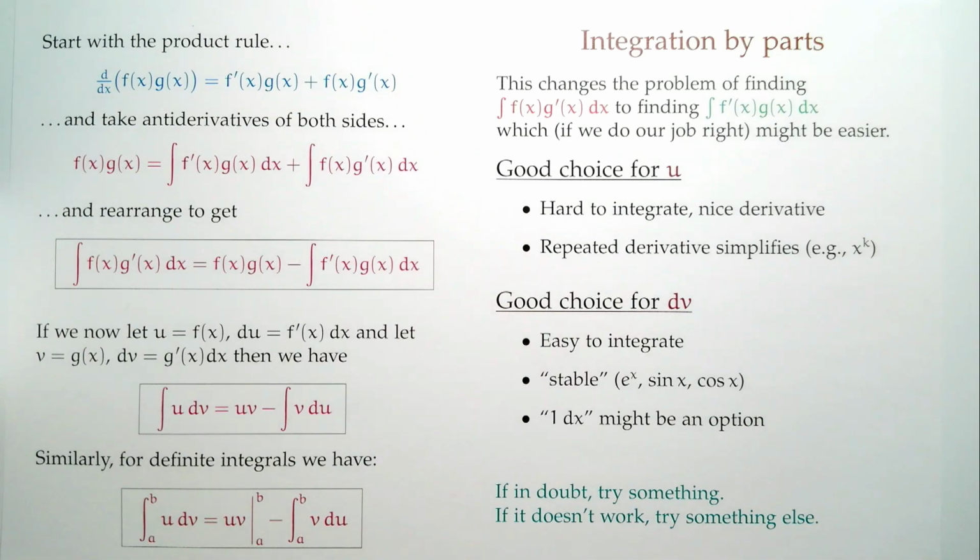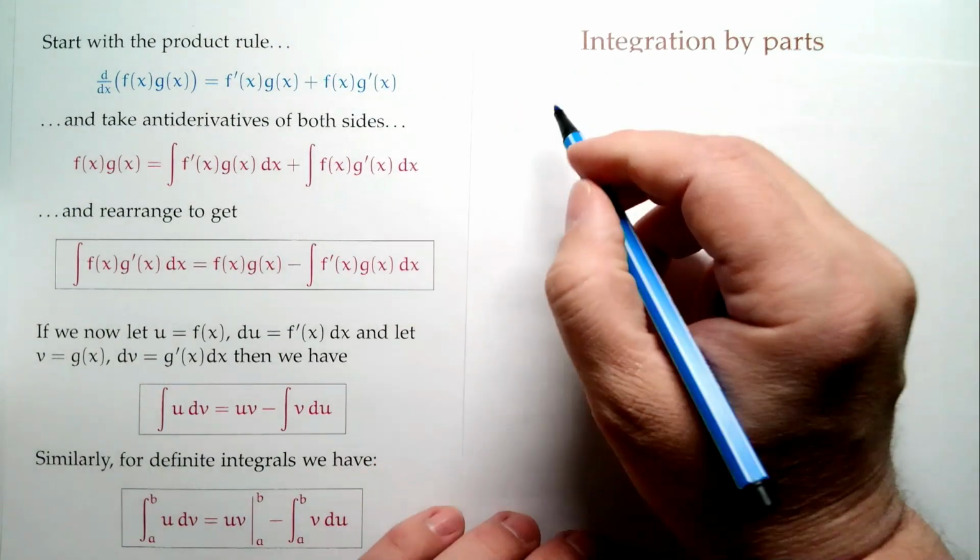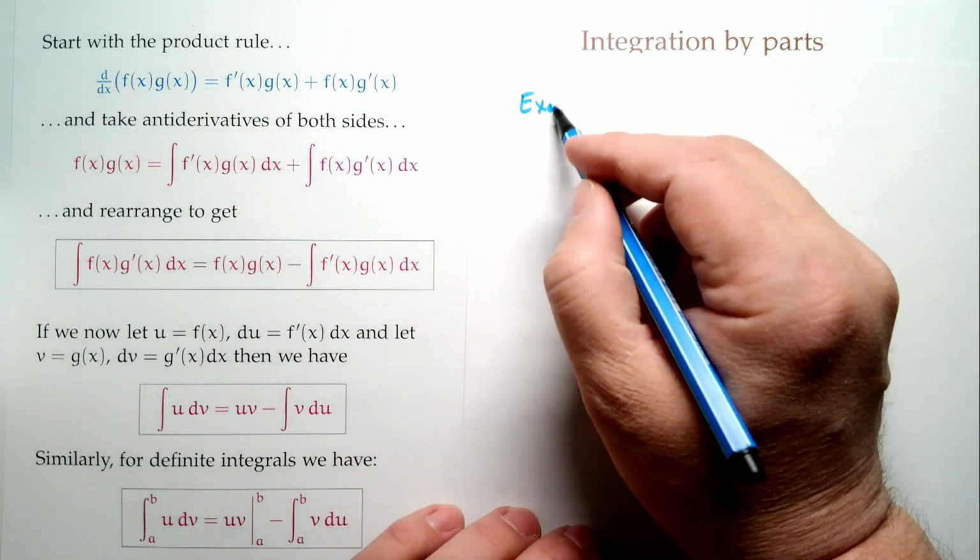Now, there's a note here. 1 dx might be an option. Now you might say, what does that mean? So let's do a quick example here. Suppose you had the following.